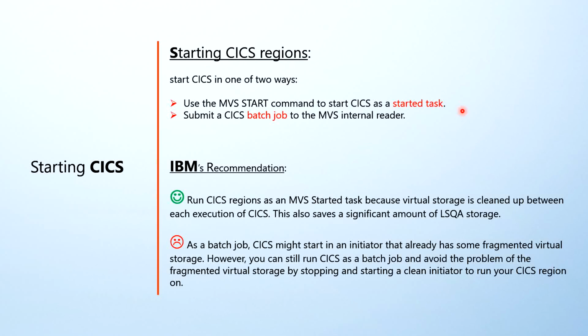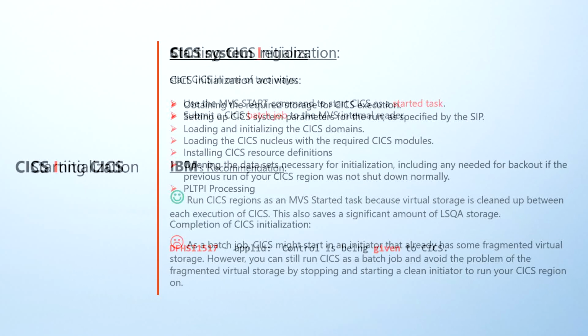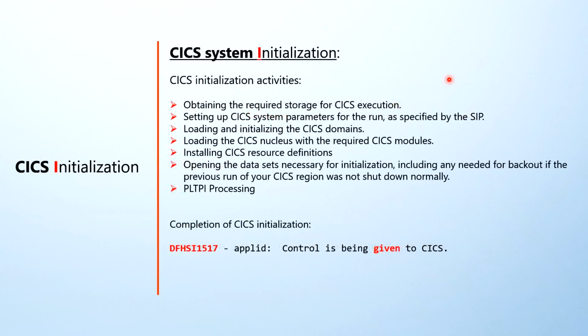You can bring up your CICS region as a started task or as a batch job. There's no functional difference, and the facilities which CICS provides are all the same, whether you bring it up as a started task or as a batch job. Okay, so we have started our CICS region. So what happens once we start our CICS region? The DFH program which we have provided in this region JCL activates the process called CICS initialization, and it does a lot of things.